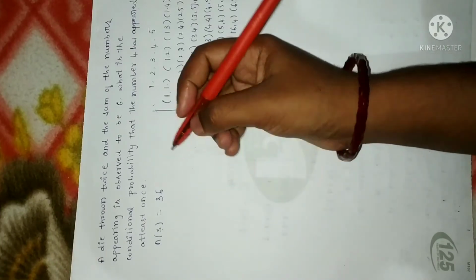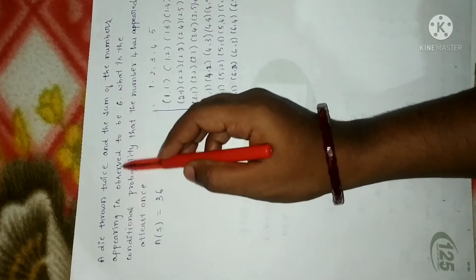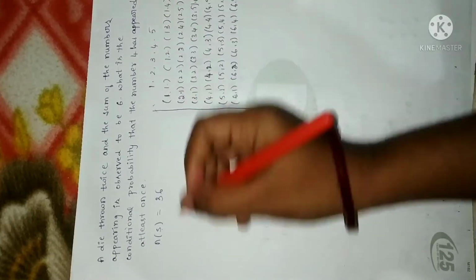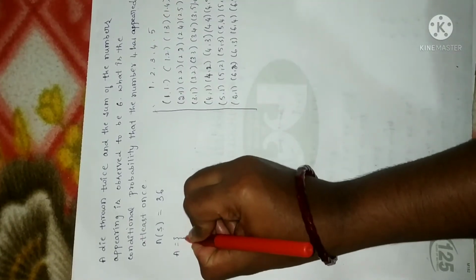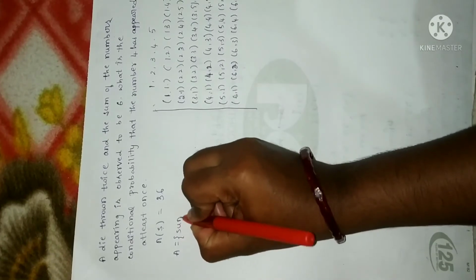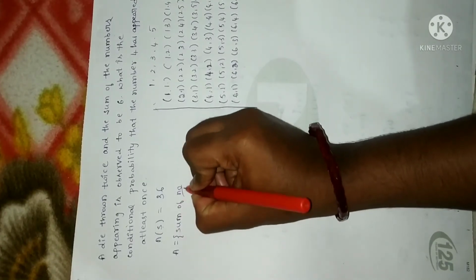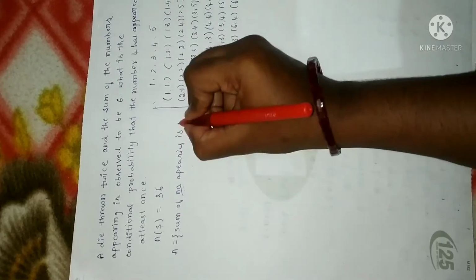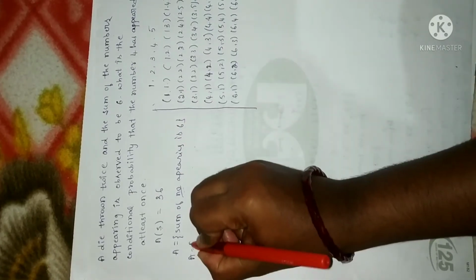Now, what they have asked is, the sum of the numbers appearing is observed to be 6, in the sense that when you add these two numbers, you should get 6. So, let me write that as event A: sum of the numbers appearing is 6. So, what are the possibilities?